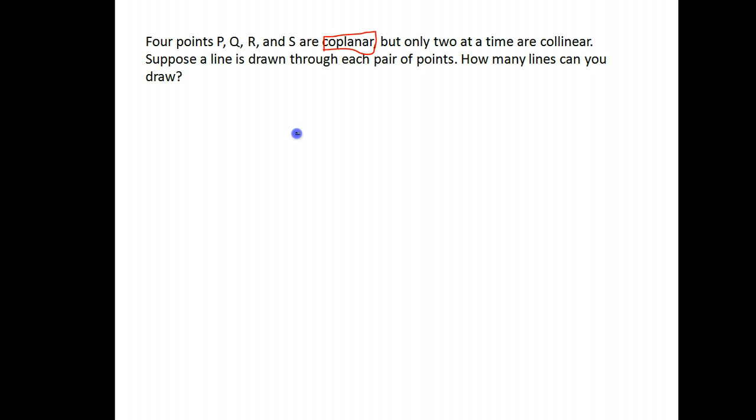Okay, so let's do a plane. This is where you take out pencil and paper and take a look for yourself. We have a plane. We have P, Q, R, and S. It says no more than two of them at a time are lined up. Coplanar means they're all on the same plane together. And notice I've drawn it here so that I cannot draw a straight line through three points, only two at a time.